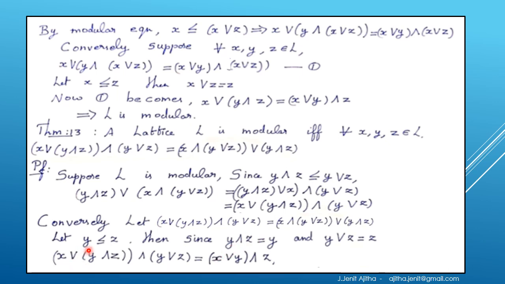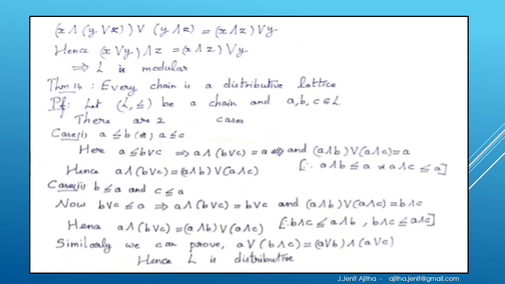So what does y is less than or equal to z mean? The upper bound for y and z will be z, and the lower bound for y and z will be y. So y meet z will be equal to y, and y join z will be equal to z. So you can apply these two equations in the given modular equation.